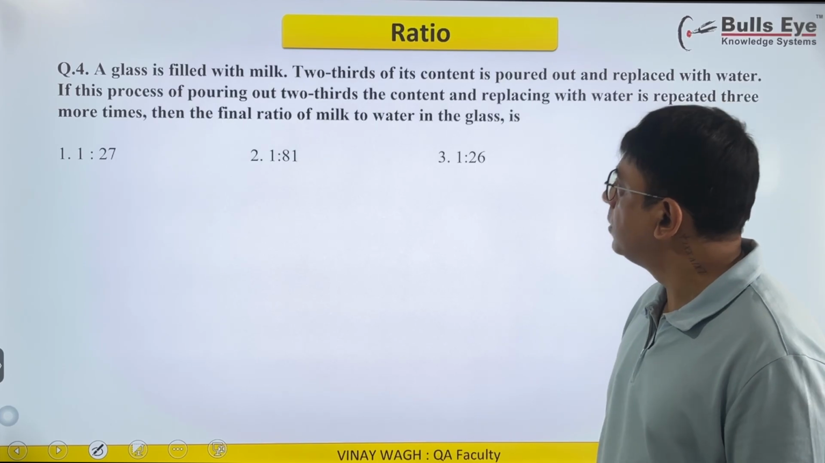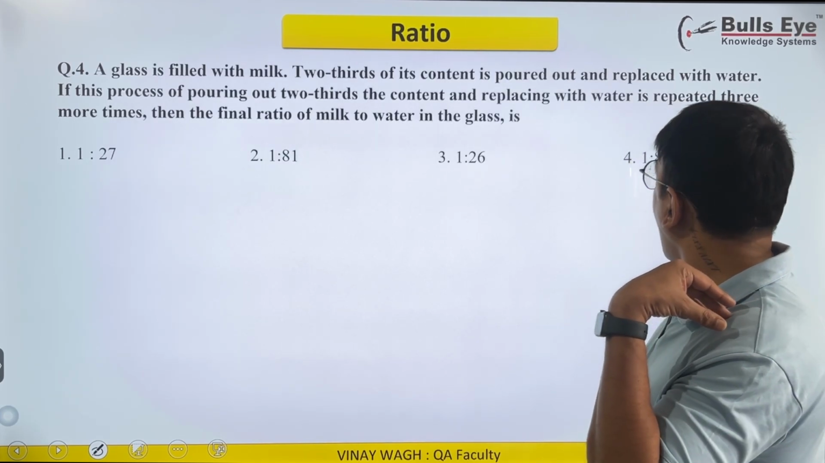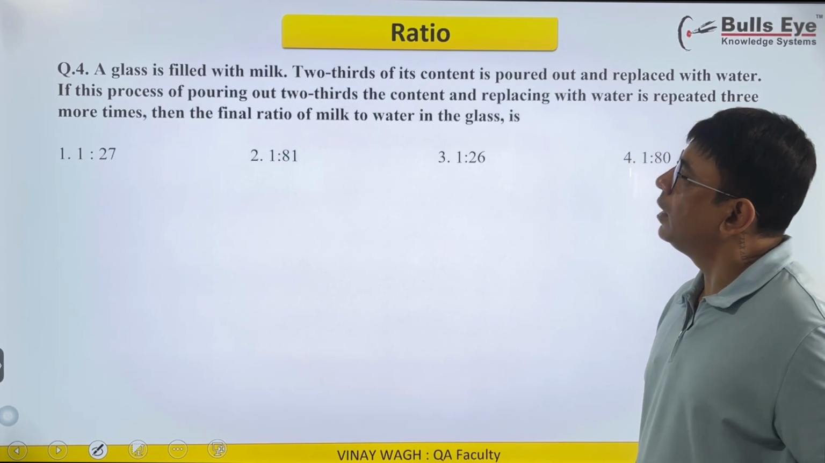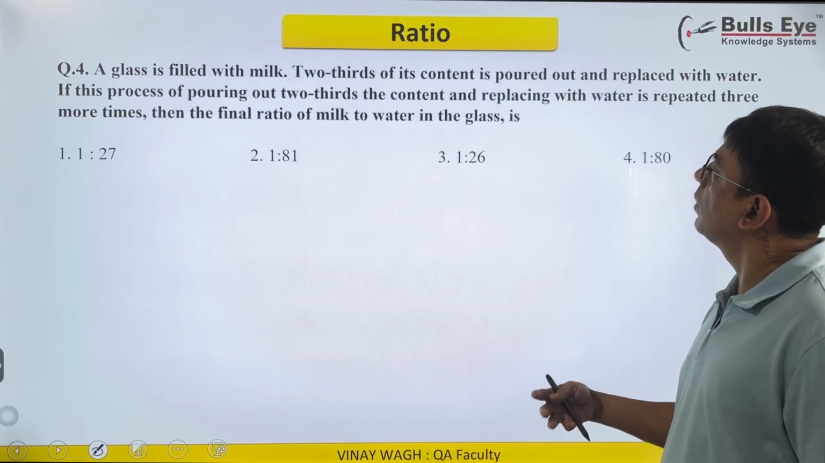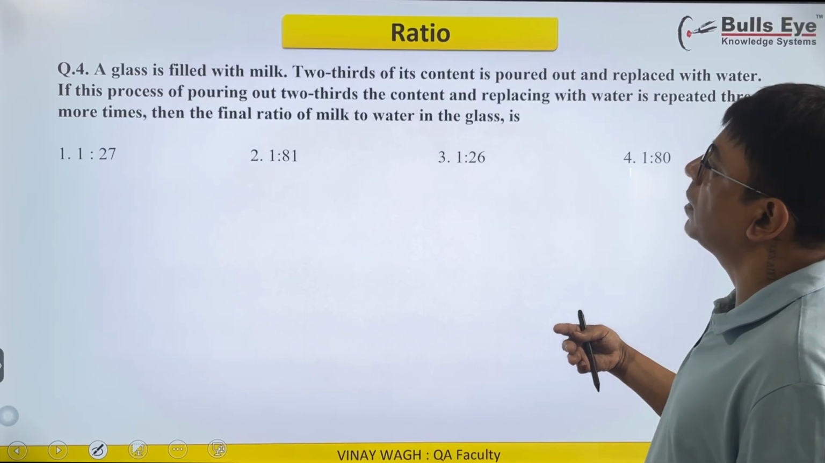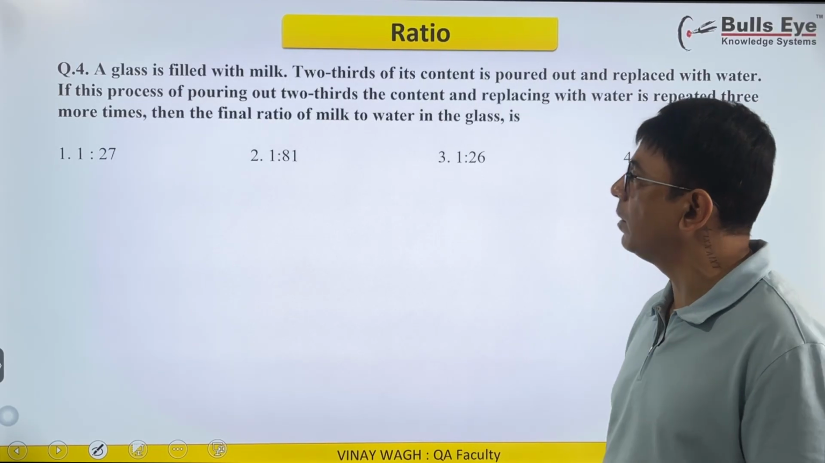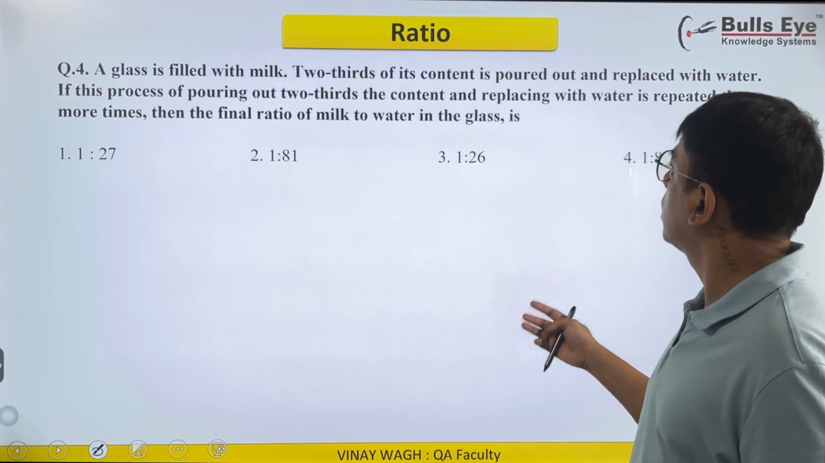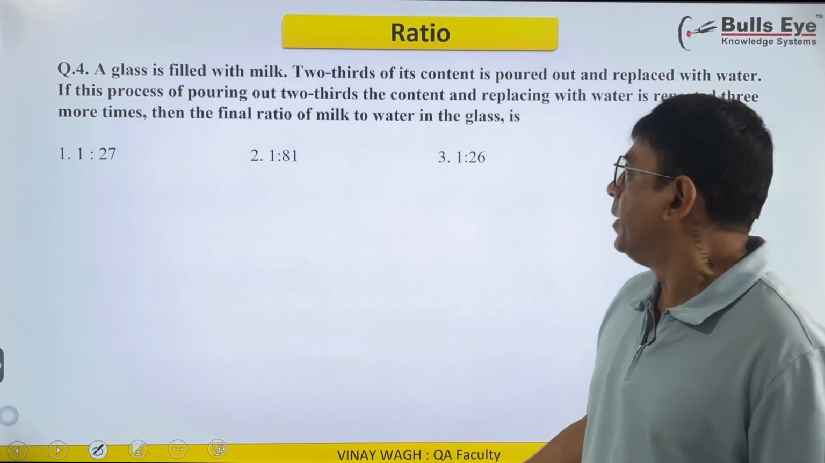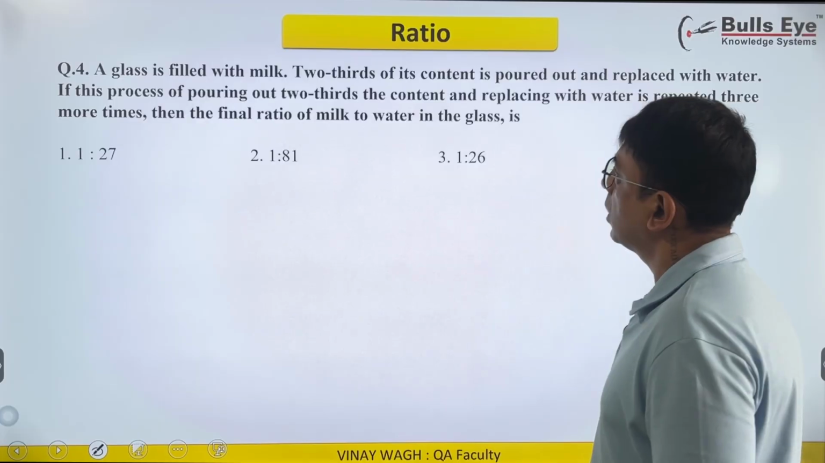A glass is filled with milk. Two-thirds of this is poured out and replaced with water. If this process of pouring out two-thirds of the content and replacing it with water is repeated 3 more times, which means total 4 times, then the final ratio of milk to water in the glass is how much? How do I start? Where do I start from?